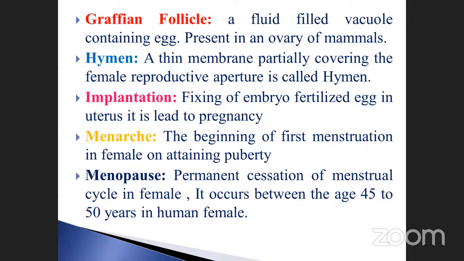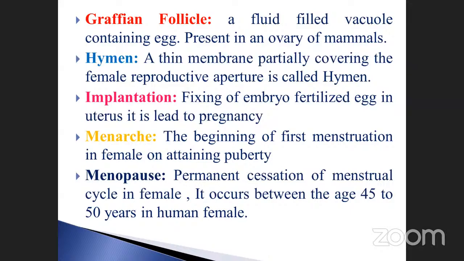They are collected and undergo the process called fertilization within the lab. After that, the embryo is fixed with the female reproductive organs, in the endometrium inside the uterus. That condition is called implantation: fixing of the embryo, the fertilized egg.